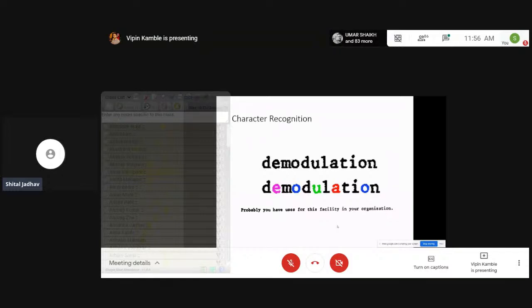Okay, but for that it requires character recognition and character segmentation, because in front of you, here it is written as demodulation. But for a computer, it has to first extract that the first letter is D, the second is E, the third is M, O, D, U, and so on and so forth. So all this information needs to be processed for character recognition, and it's easy when it is typed in by a computer.